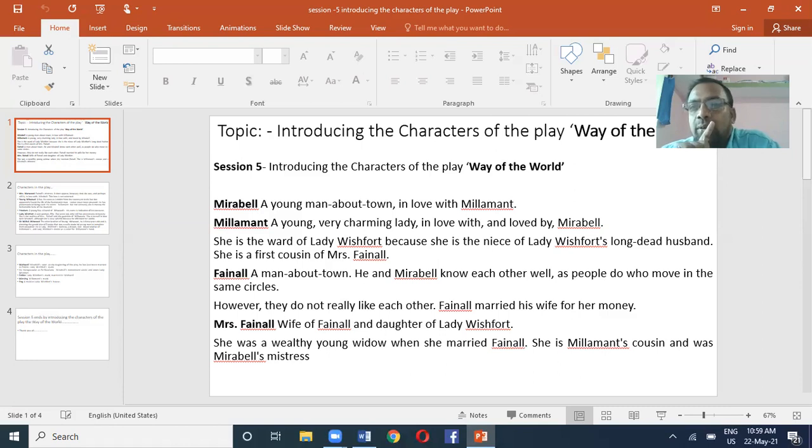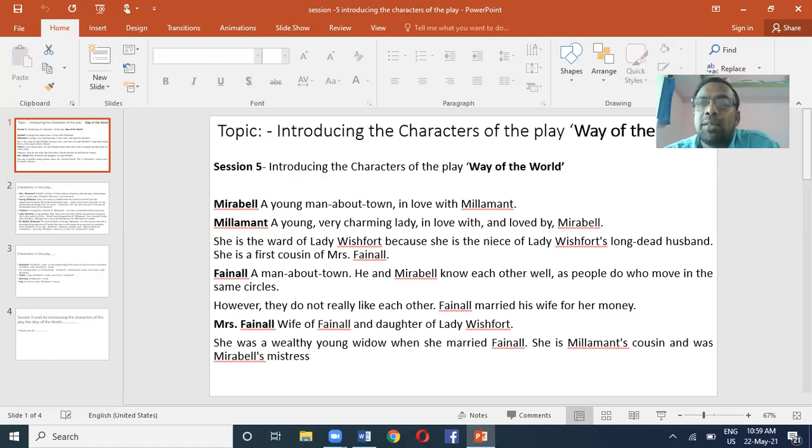Now, while understanding Millamant, you are getting in touch with two other characters: Lady Wishford and Mrs. Fainall. How are they related? Millamant, you know, is the lover of Mirabel, niece of Lady Wishford, and first cousin of Mrs. Fainall.